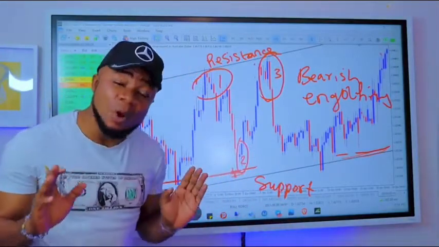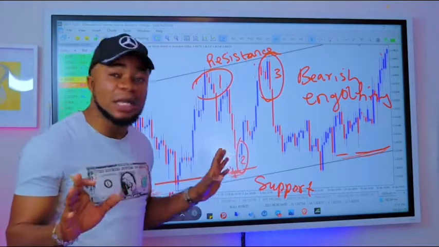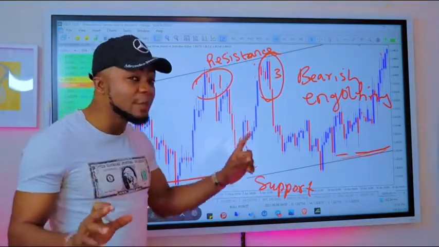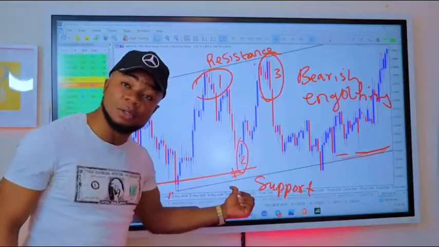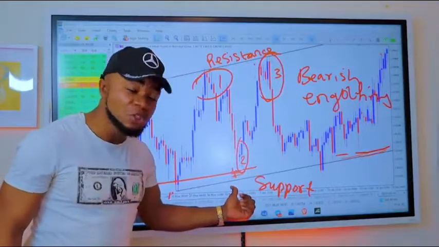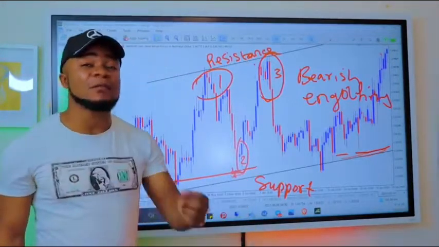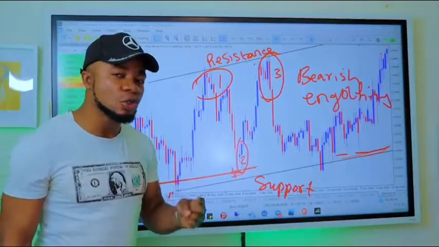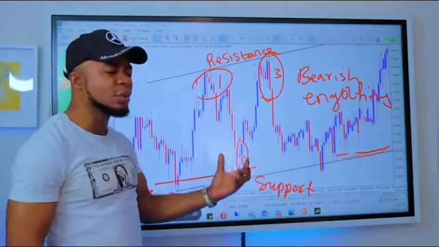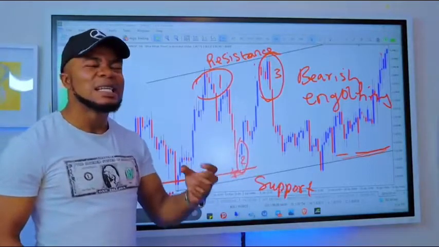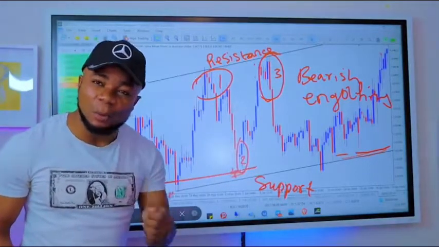And by the time you are out, the game is not yet over, because by the time you are out of that trade, the market has already come back to the support level. So you see how very important it is for you to know how to draw support and resistance accurately. That is why in our previous videos, I showed you how to draw sniper support and resistance.